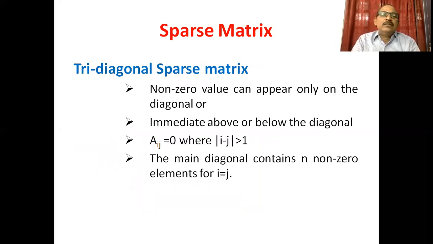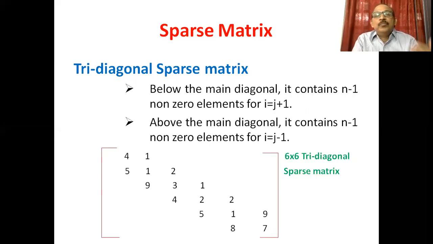Next is the tri-diagonal sparse matrix. Non-zero values can appear only on the diagonal or immediately above or below the diagonal. The element Aij is 0 whenever |i minus j| is greater than 1. The main diagonal contains n non-zero elements for i equal to j. Below the main diagonal, it contains n minus 1 elements for i equal to j plus 1. Above the main diagonal, again it contains n minus 1 non-zero elements for i equal to j minus 1.